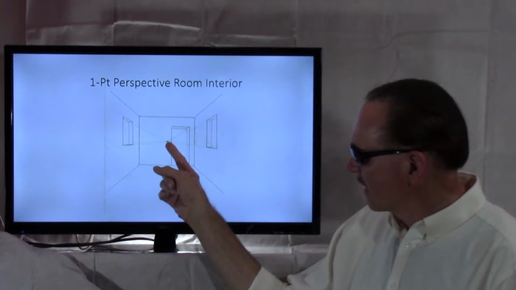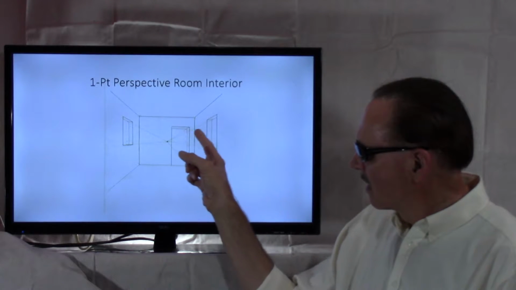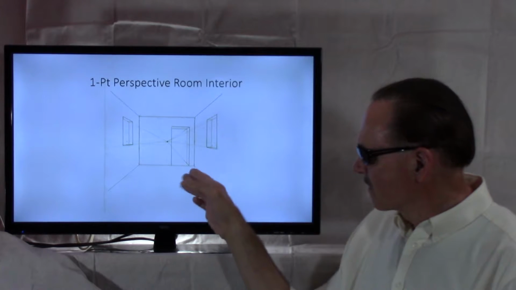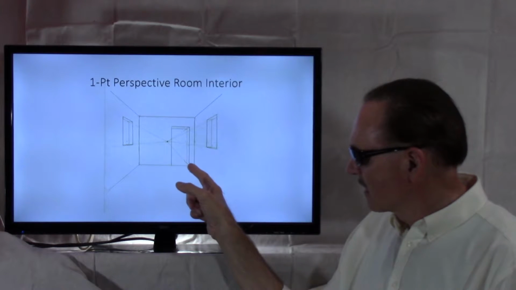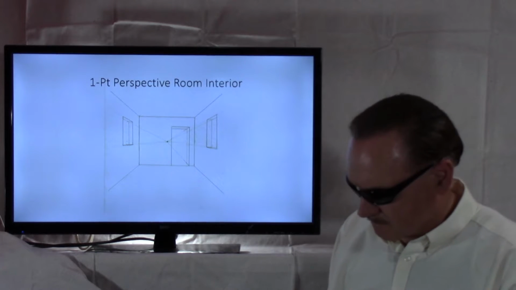For the door, the wall thickness is going to be here. So I used this vanishing point to the corner of the door, and then I drew a horizontal line and a vertical line, match this, and sure enough, I have the thickness of the wall that the door is in.